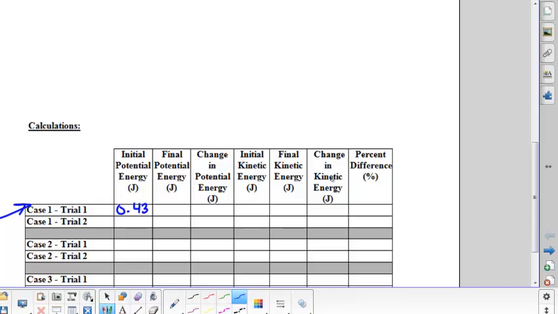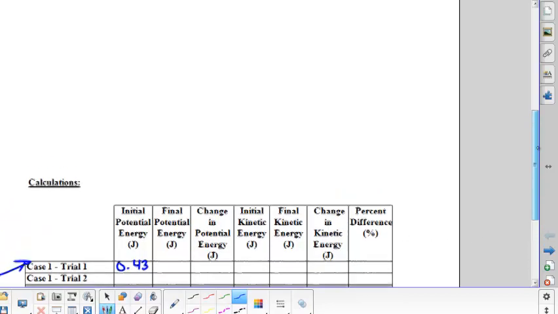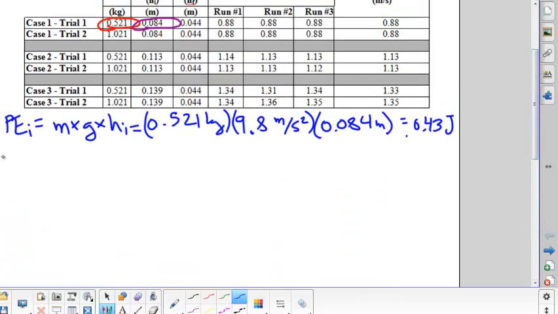Okay, now I've got to do final. I'm going to do this quick, next one. The only thing that's changing is I'm doing PEF, which means I'm going to use the same mass, gravity doesn't change, and the final height this time. So here we go.